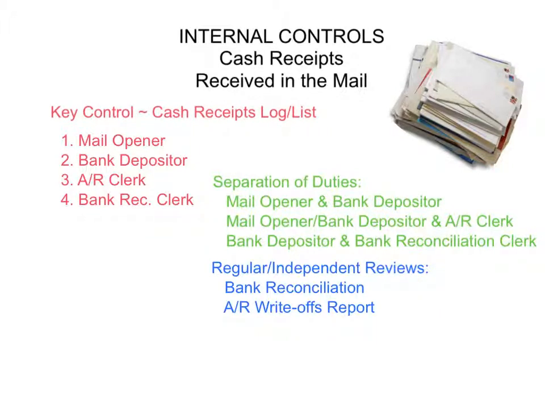Also, the accounting department should have an accounts receivable write-offs report, which lists any accounts receivables that were written off, and to verify that those were actual accounts receivable that should have been written off because of uncollectability as compared to fraud or misappropriation of funds relating to cash receipts received in the mail.